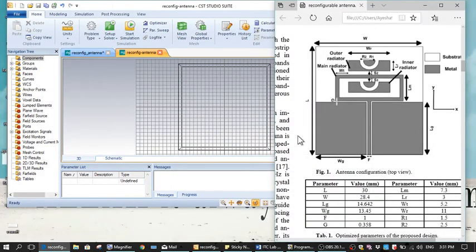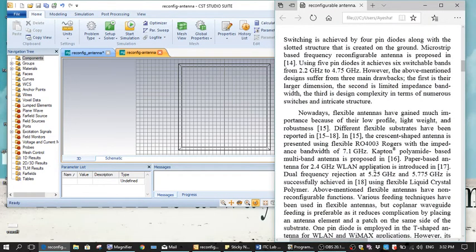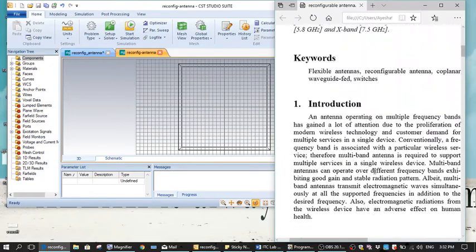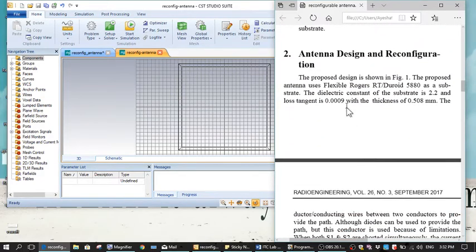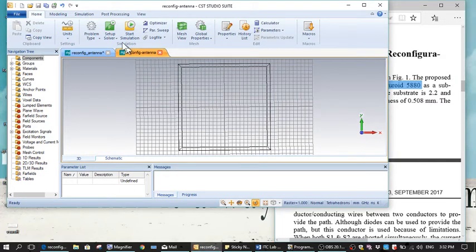Assalamualaikum. Today we are going to implement this design, which is a reconfigurable antenna. First of all, we are going to start by making a substrate. According to the paper, the proposed antenna uses flexible Rogers RT Duroid 5880. So we are going to use this substrate.